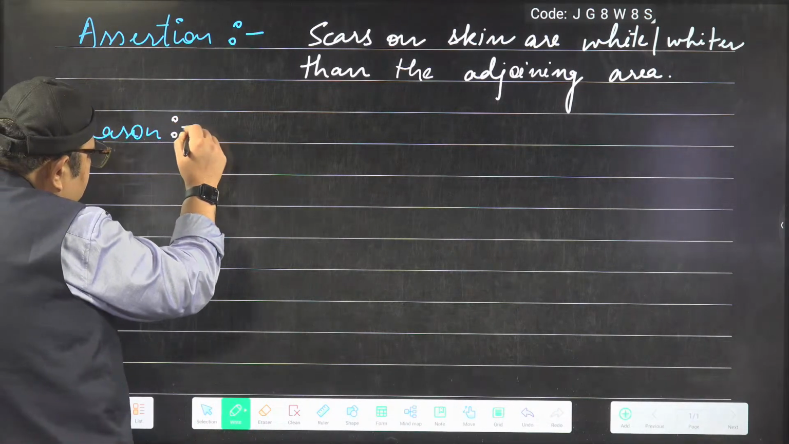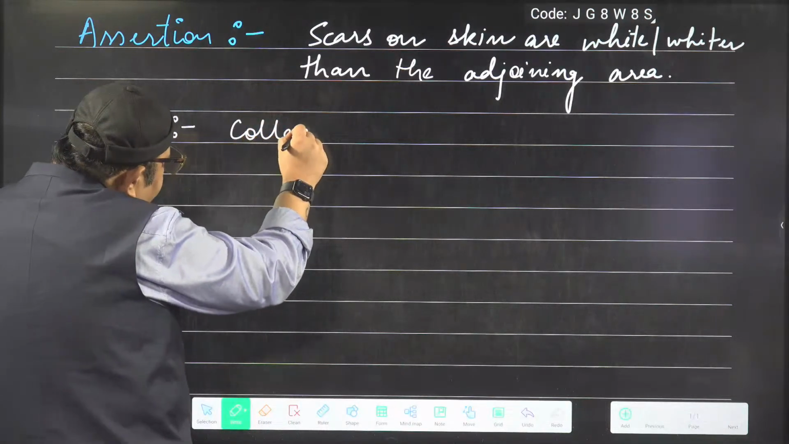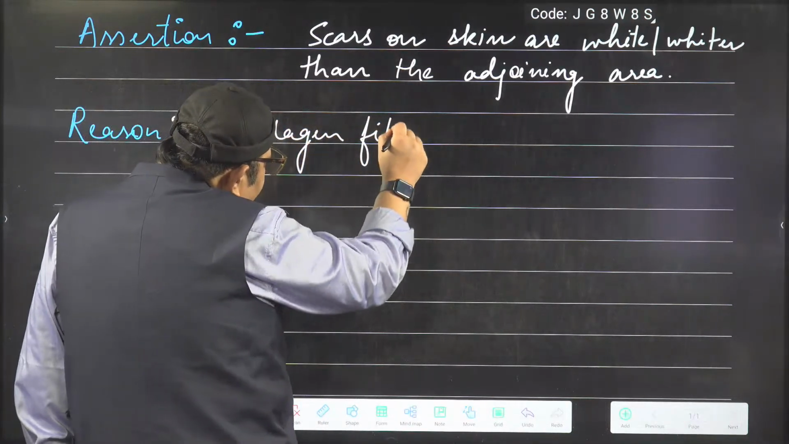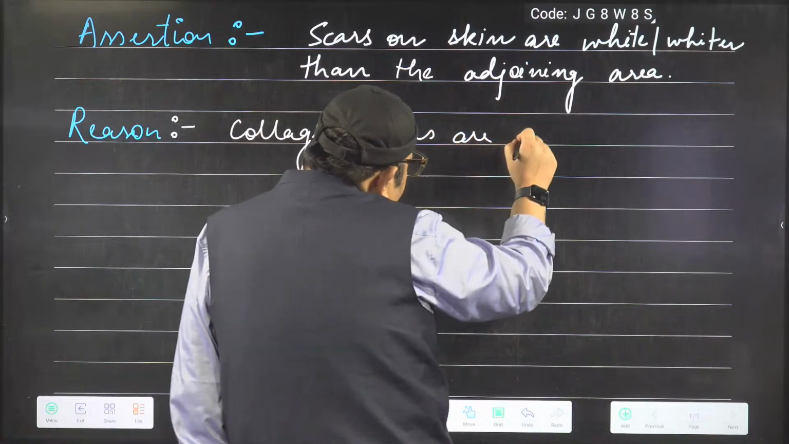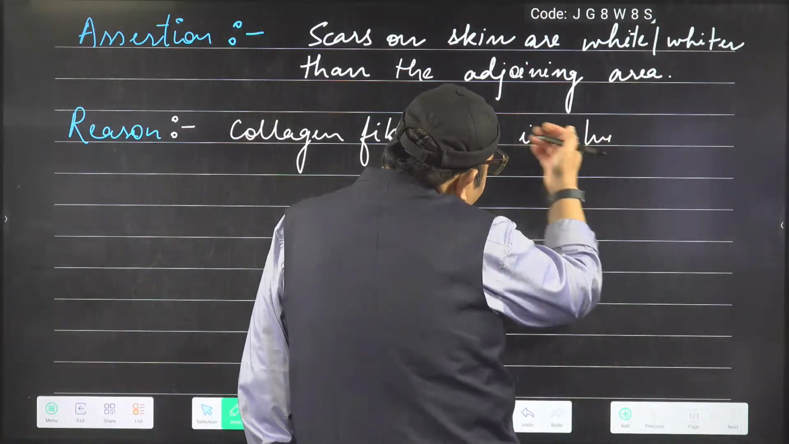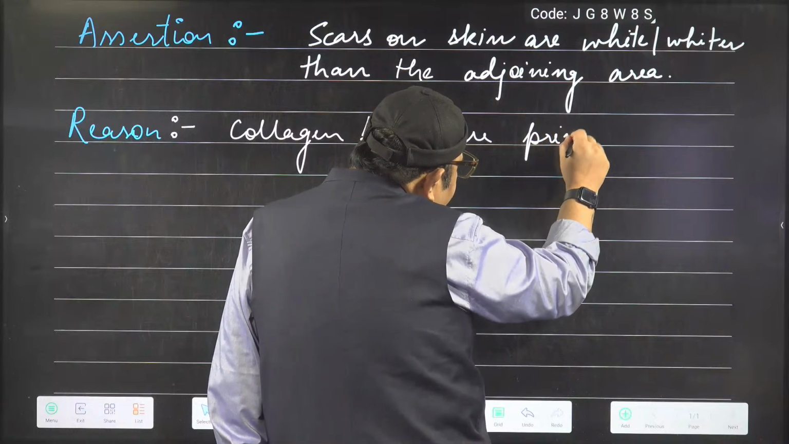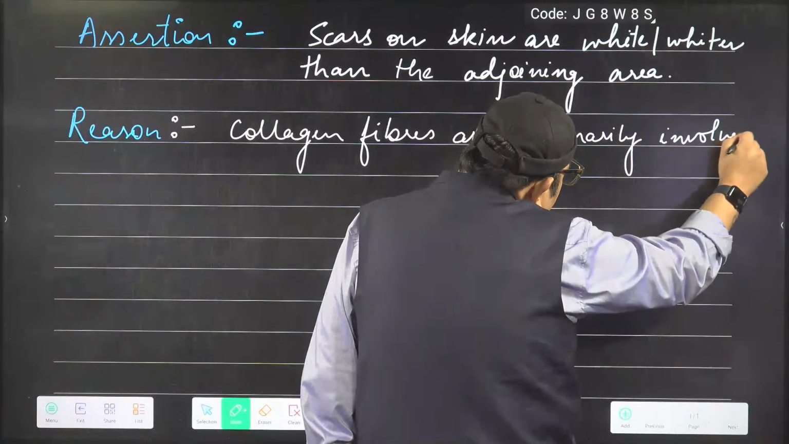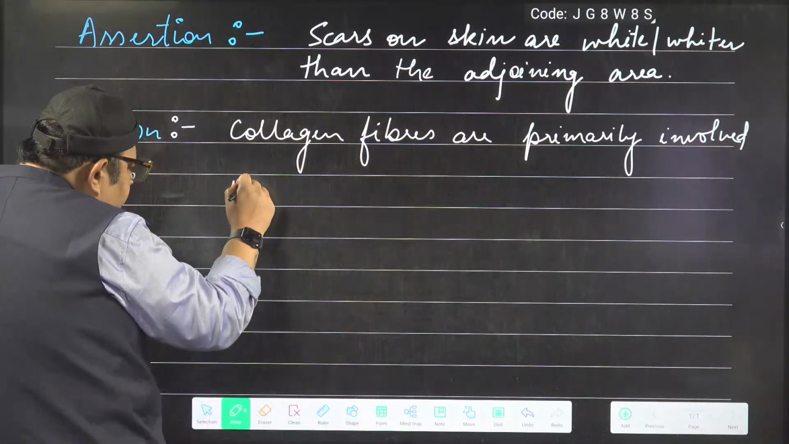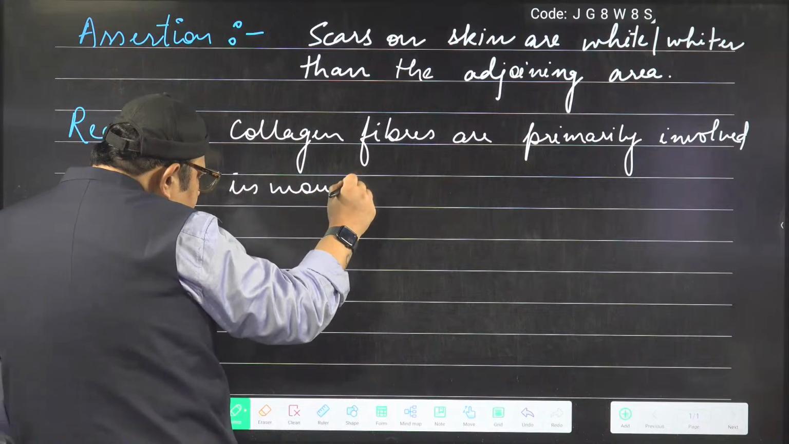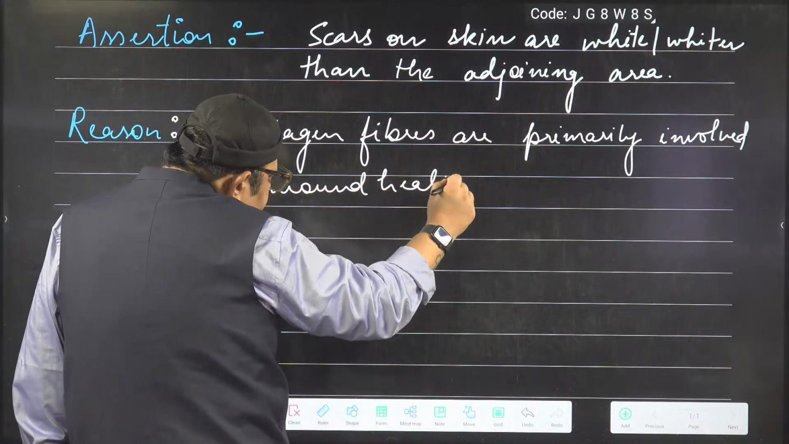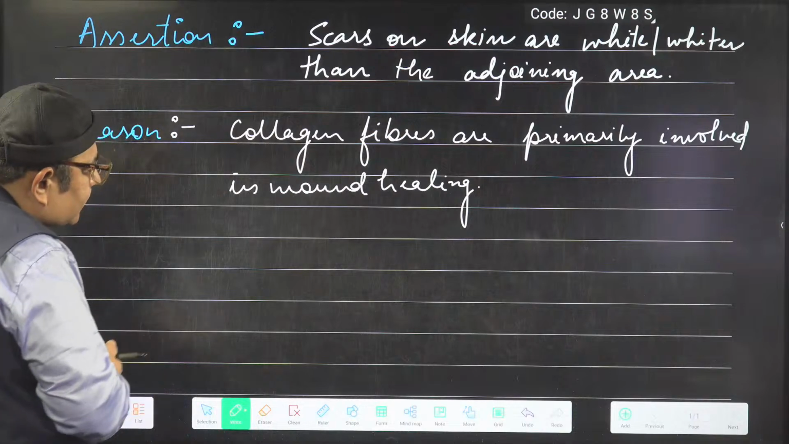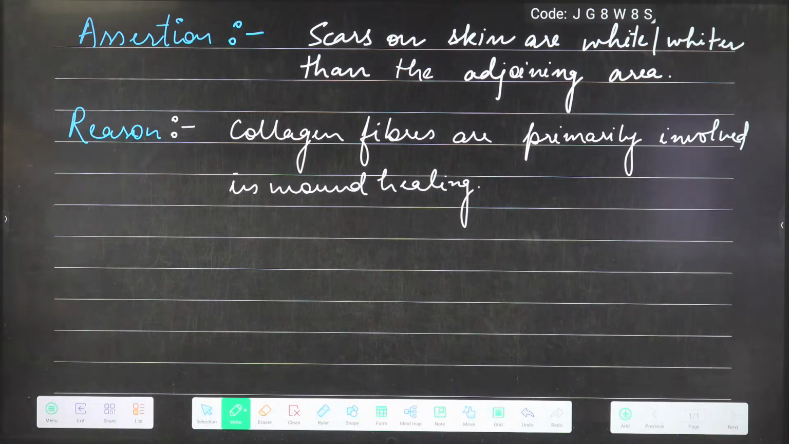And the reason: collagen fibers are primarily involved in wound healing. And we know that scars are formed when there was a wound, and when the wound is healed, it leaves a scar.